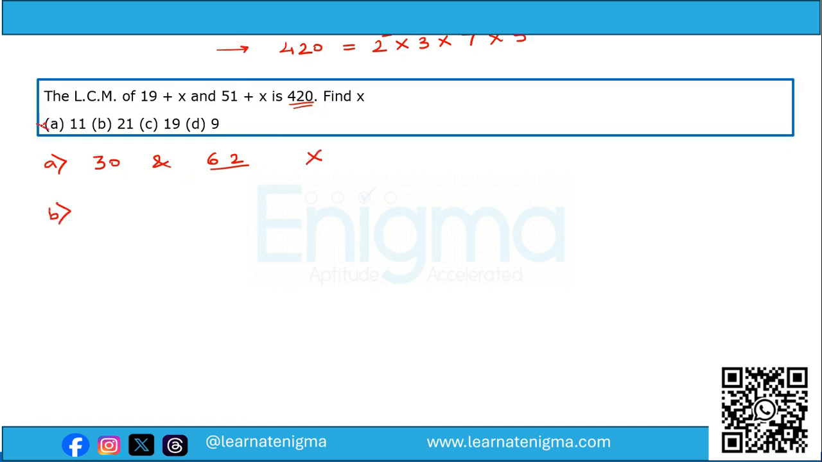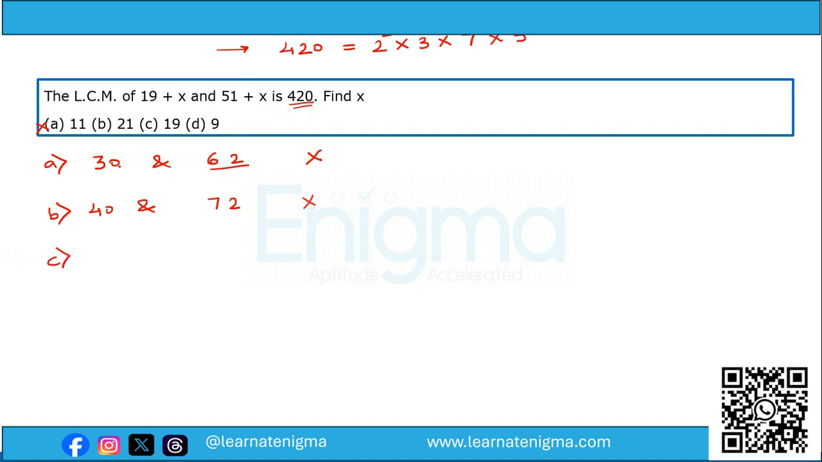Let's check option B. So 19 plus 21, that becomes 40, and 51 plus 21, that becomes 72. Okay. Now 40 and 72. Now 420 is divisible by 70. So it cannot be divisible by 72. So therefore this option is also eliminated.